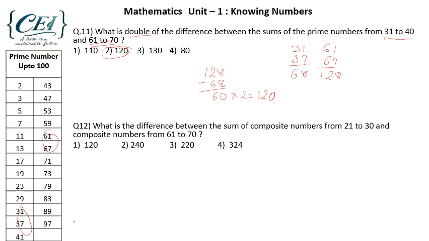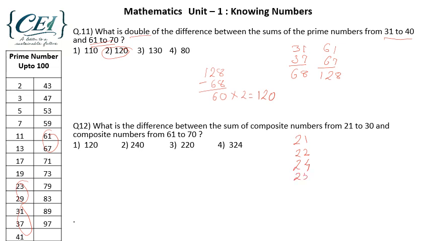What is the difference between the sum of the composite numbers from 21 to 30 and the composite numbers from 61 to 70? First we should know the prime numbers. From 21 to 30, the prime numbers are only 23 and 29. So 21 is a composite number, 22 is a composite number, 23 is prime, so the next number is 24.